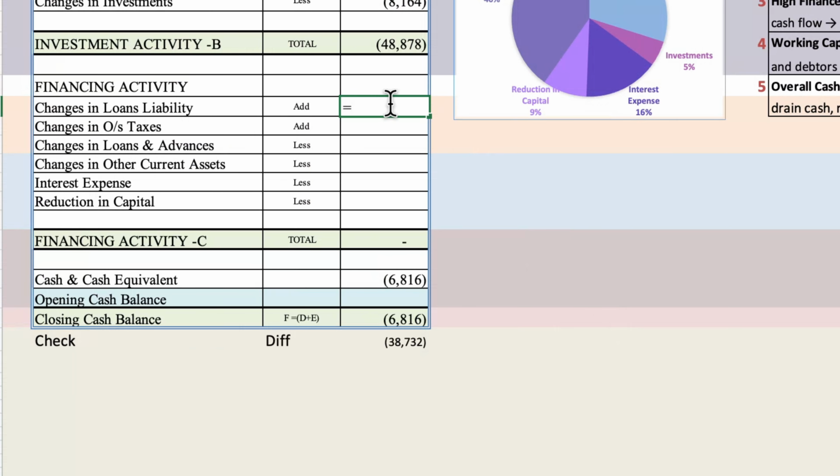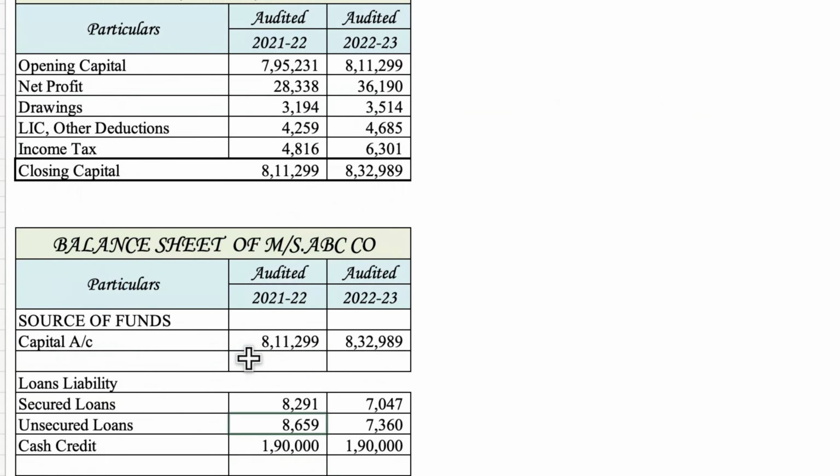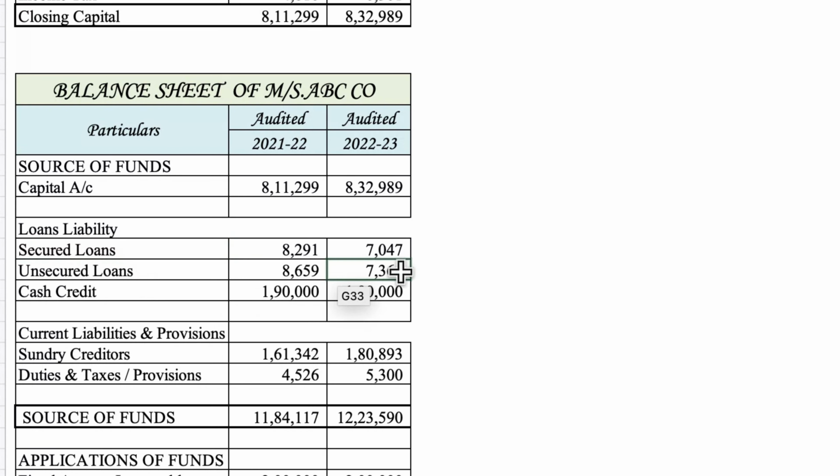Coming to financing activity, first is changes in loans and liability. So changes in loans and liability, here we can see secured loans and unsecured loans both reduced. So when we take loan, cash inflow happens, but when loans are reduced, cash inflow decreases. So it is negative for us, so we'll show it as a negative number here.